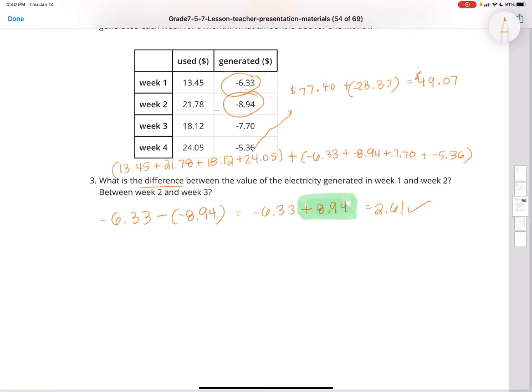Okay. So then for week 2 and 3, I want to find the difference, so I'm going to start off with negative $8.94 minus negative $7.70. If I apply the additive inverse, it's going to be adding its opposite, so plus the opposite of negative 7.70. And the difference should be negative $1.24. Now, why is it negative? It's because negative $8.94 has the greatest absolute value.